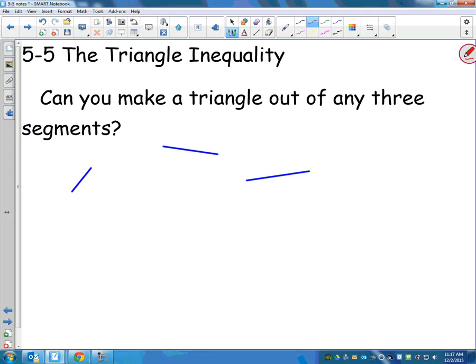Then what do you think the answer to this question is? Can you make a triangle out of any three segments if you join them together in a triangle? Or do it. Just like this. Well, I don't think you need to. Like, you can't make them longer or shorter. I think it's actually that. Yeah.